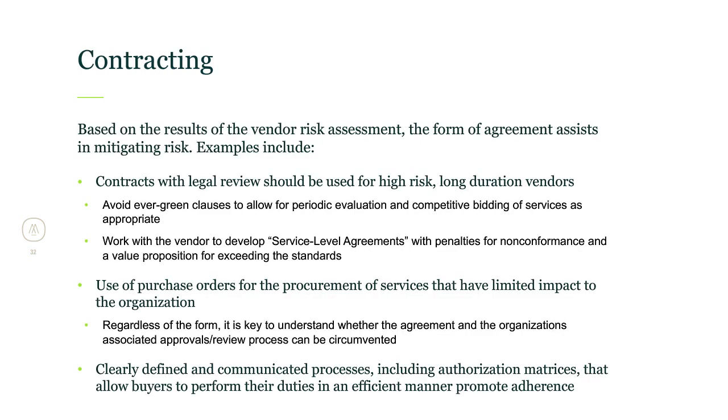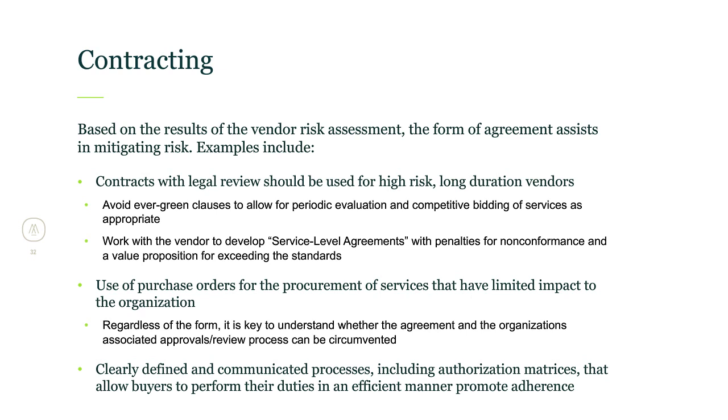This one's a bit more straightforward, based on that vendor risk assessment, the form of your agreement is really going to be a byproduct of that. So for high-risk vendors, we certainly recommend contracts be used, and to avoid, back to polling question number 3, those evergreen clauses, so that you can perform periodic evaluations and perform bidding on services as needed. And with those contracts, we'll talk about this a little more in monitoring, but develop service level agreements that have penalties for non-conformance, but also a value proposition for exceeding standards.